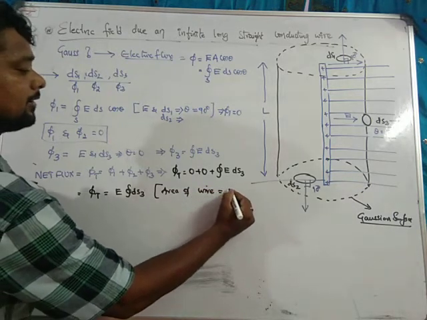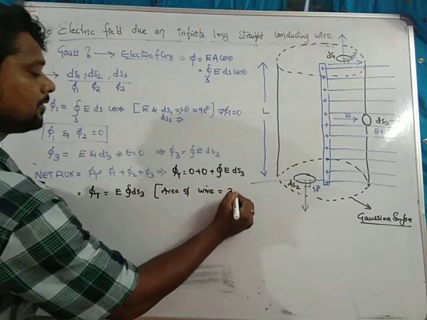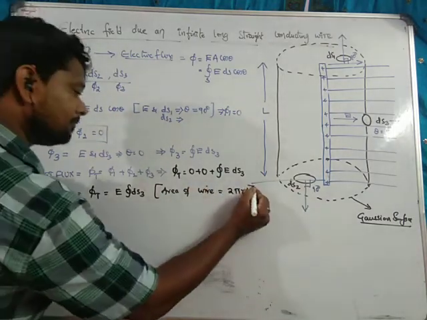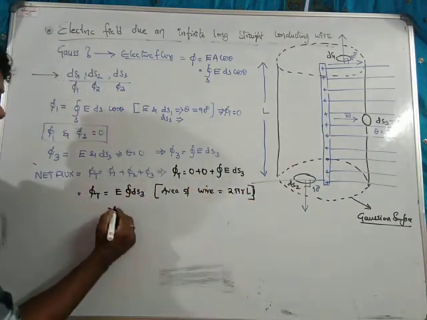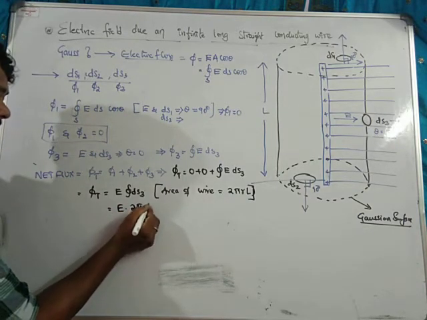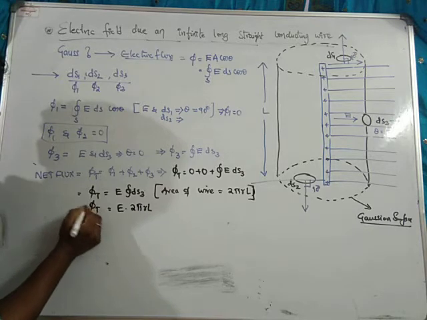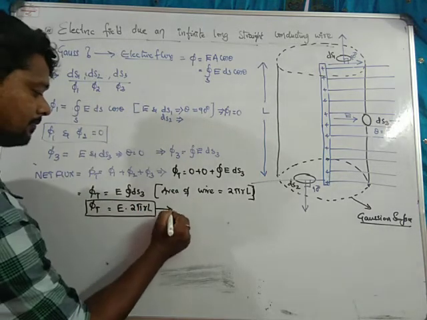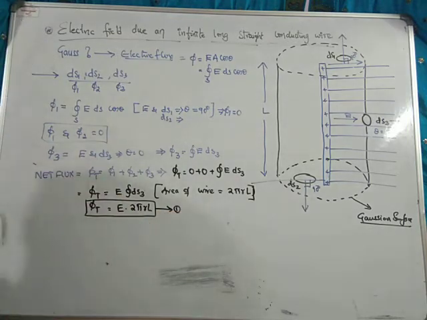So the area of the wire will be 2πrL. Substituting that, we get E times 2πrL. This is the total flux, equation 1.